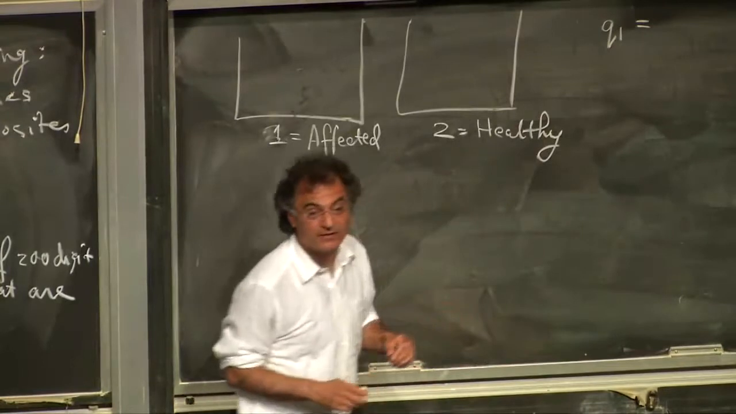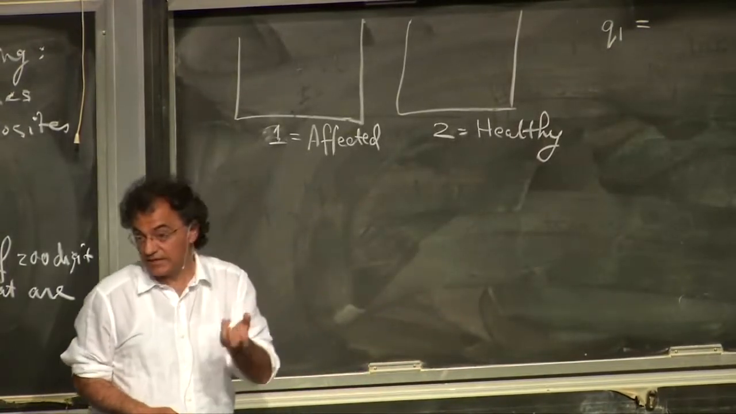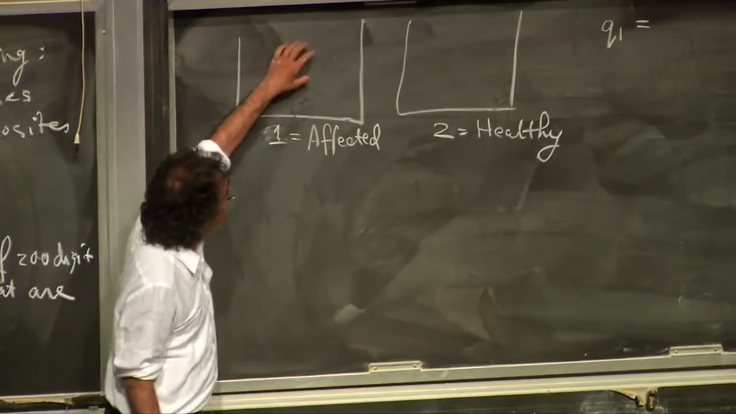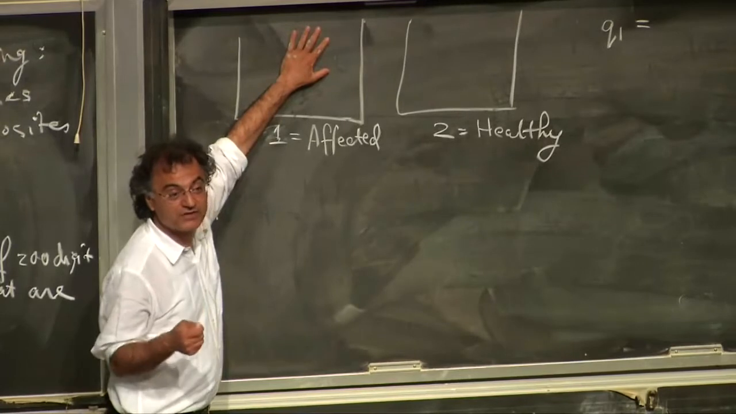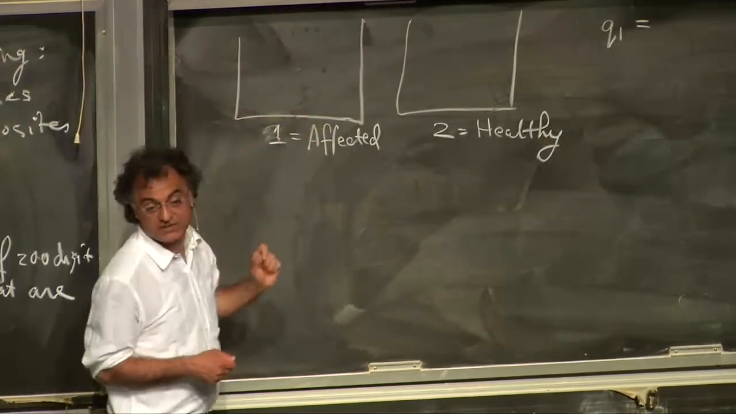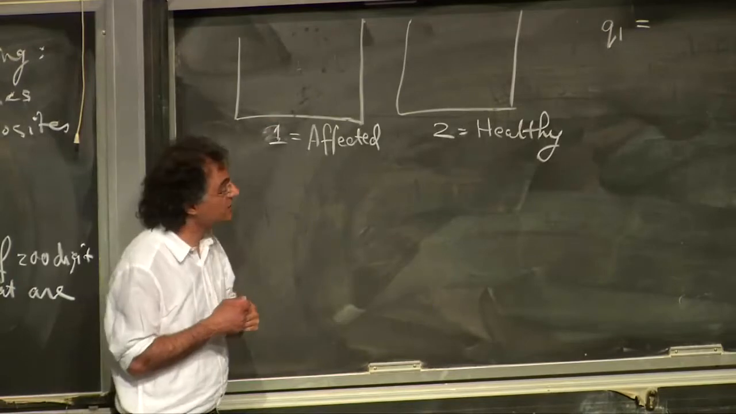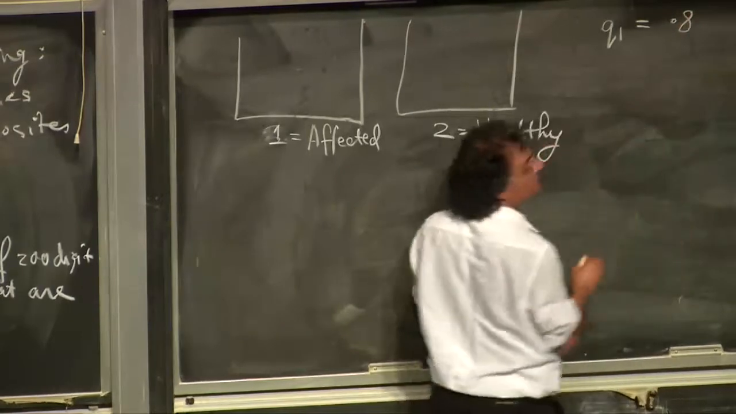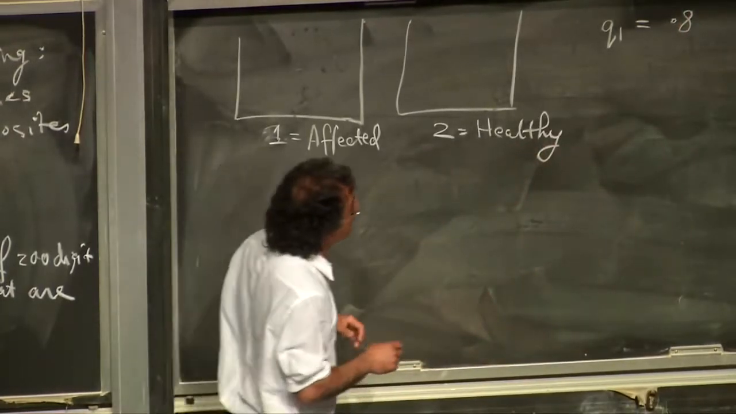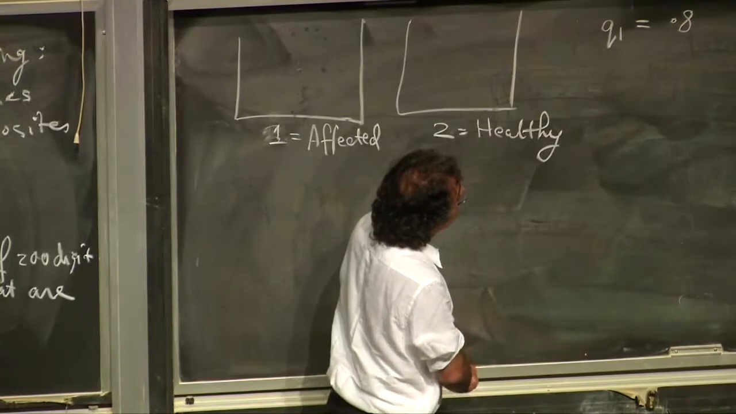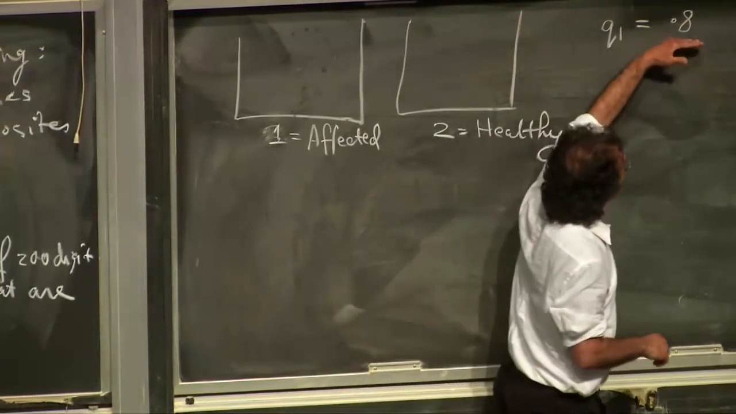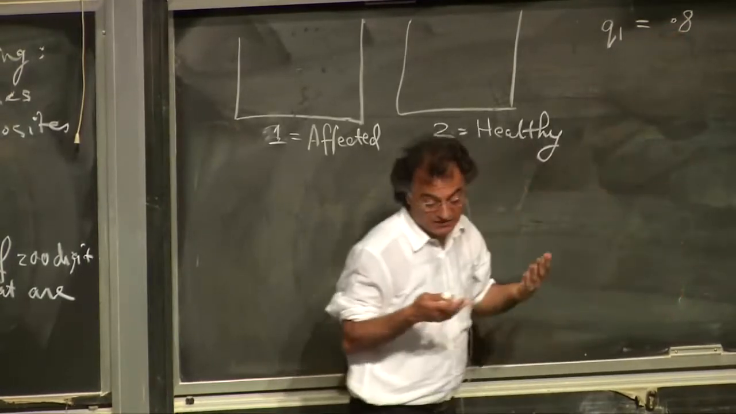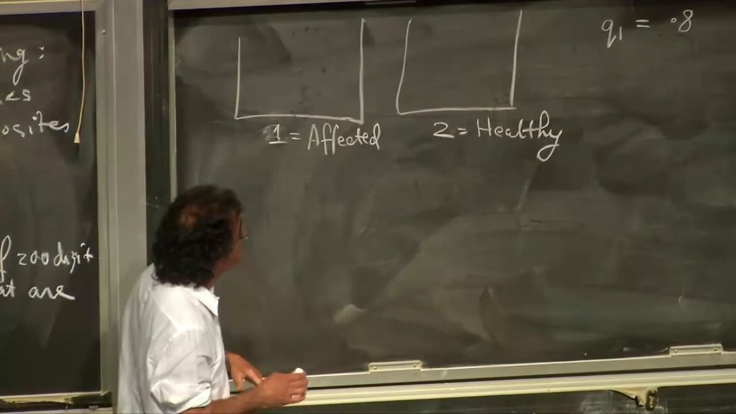Q1 is the probability that this particular test that we have designed comes up positive when we apply it to an affected person, right? So somebody who has this condition. And so let's say Q1 is 0.8. We'd like this to be as high as possible. We'd love for this to be 1, but it happens to be 0.8.